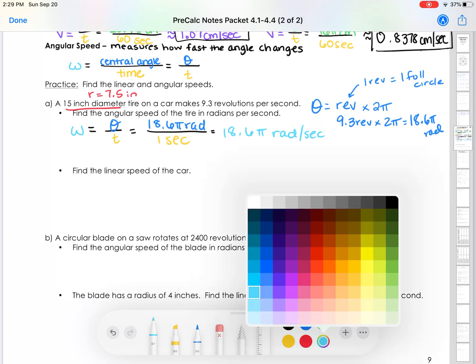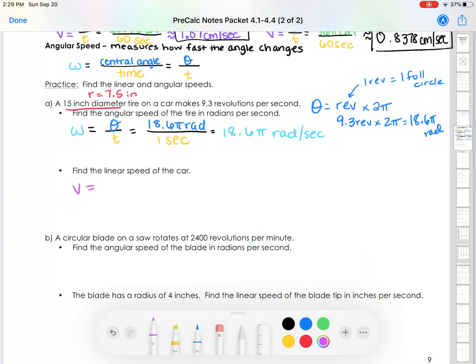All right, so the next thing we want to do is look at the linear speed. When we're talking about linear speed, it's really velocity, and that is going to be the arc length divided by the time. The arc length is calculated again by r times theta, and the radius, luckily, we had just before. Our radius we said was 7.5 inches. We just calculated our angle to be 18.6 pi. Then we divide by the time, which is 1 second. When we multiply that out, we get about 438.25 inches per second.